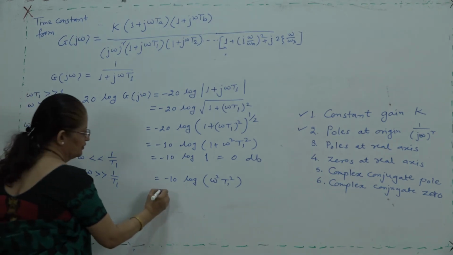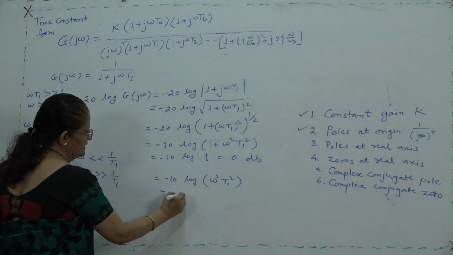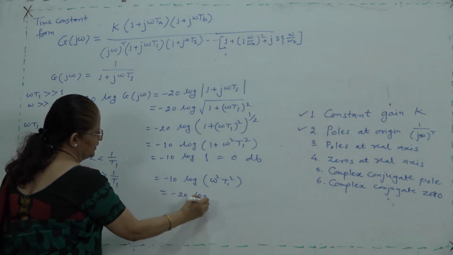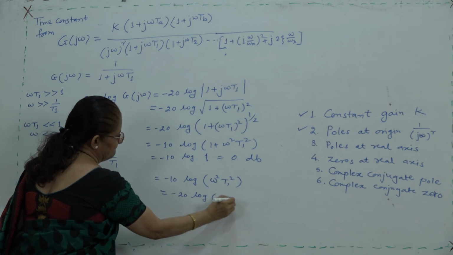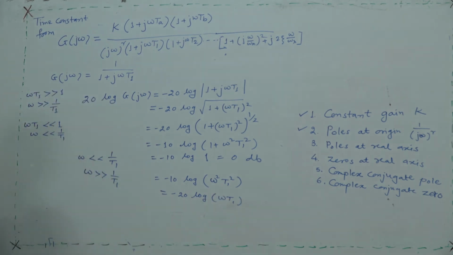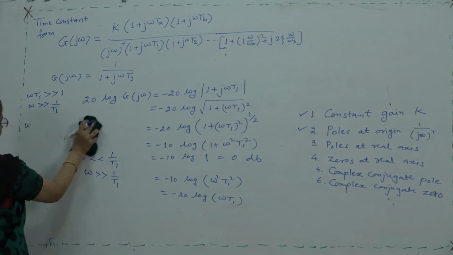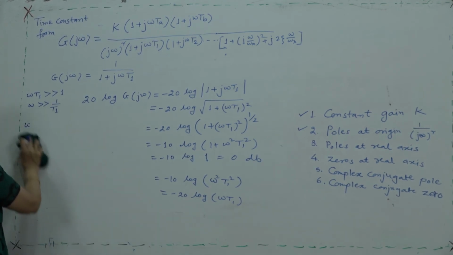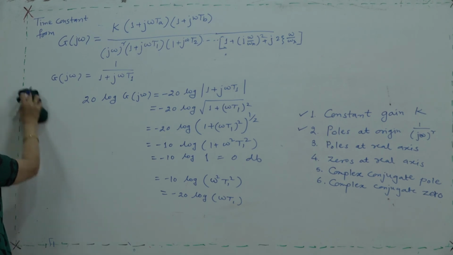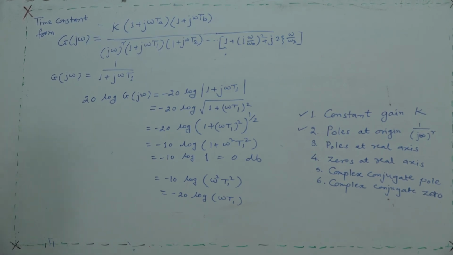Okay. And so, how will you write this? It is minus 20 log of omega t1. Last lecture we have seen it, again I am repeating it. So, this is for the magnitude plot. First we will see the magnitude plot and then we will see the phase plot.